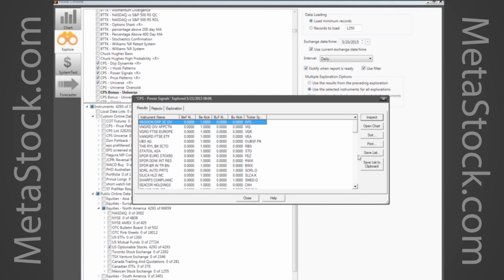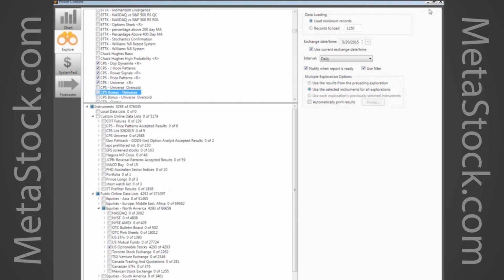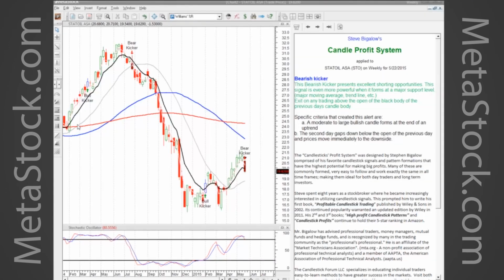I can save this list, or I can open the chart right here if I want to. If I click on Open Chart, it's going to open the chart for me. If I click on Save List, this will allow me to save a list that I can then arrow through one at a time through the charts. Once you open up those charts, and again, I'm not going to run this scan today, but this is one that came up for yesterday.